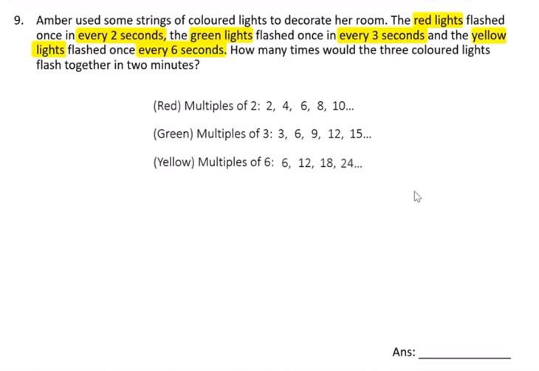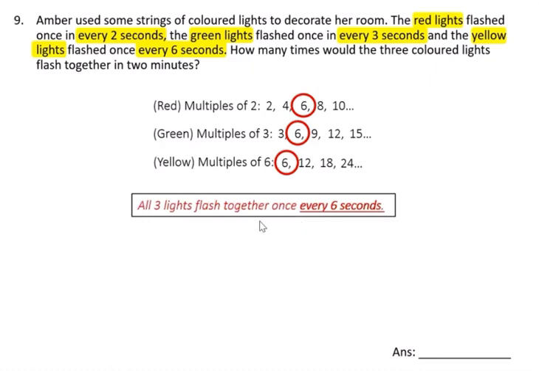If you look at these 3 rows of multiples, the lowest common multiple is actually 6. What does this 6 mean? It means that all 3 lights will flash together once every 6 seconds. At the 3rd second, none of them flash together. But at the 6th second, the red one flashes, the green one also, and so does the yellow one.